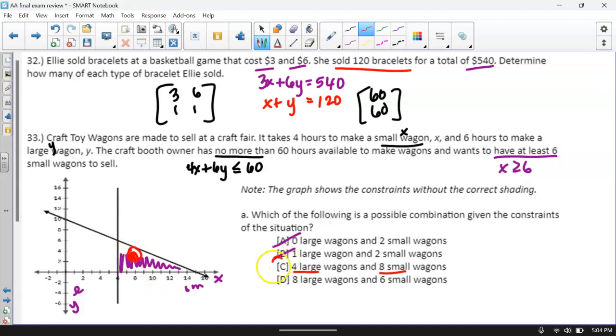So that's why here the answer is C, because that says 6 small, that's your X. So 6 and then 8. Notice how here we're outside of the boundary. So that's why here the answer is C.